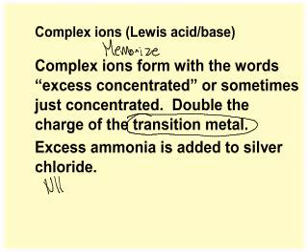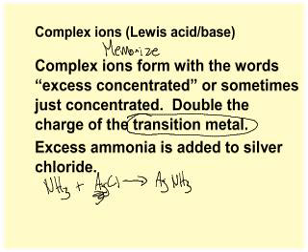Excess ammonia, ammonia is NH3, is added to silver chloride, AgCl. Silver is a d-block metal. So whatever you add to it, you're going to double the charge of the transition metal. So I'm going to get Ag(NH3), believe it or not. The charge on silver is +1. So I'm going to put Ag(NH3) taken twice, plus what's left over, Cl-. What? Huh? Well, that made no sense.